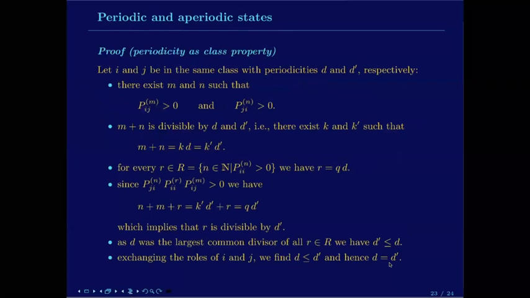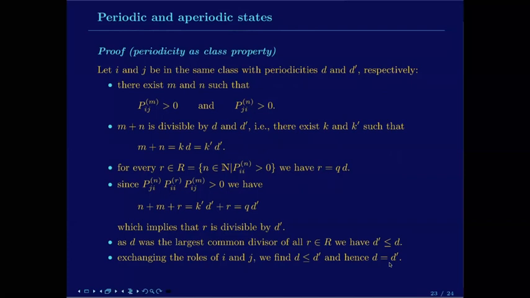So for the proof of the periodicity, the idea is simply that we have two states i and j in the same class, and suppose they have periodicities d and d prime. Then because they're in the same class, there exists a transition from i to j, say in m steps, and there's a possible transition from j to i in n steps.